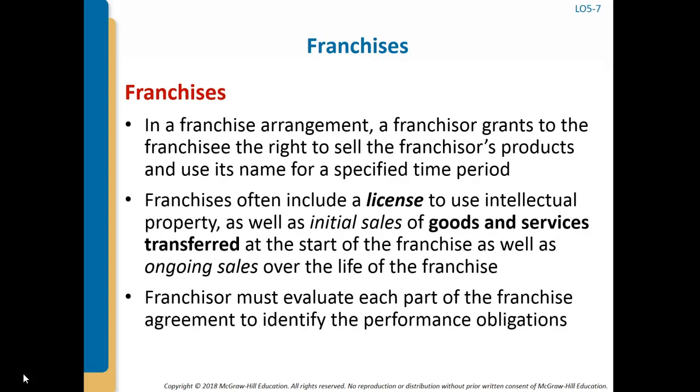Franchises are the next topic we're going to talk about. In a franchise agreement, the franchisor grants to the franchisee the right to sell the franchisor's products and use its name for a specified period of time. Franchises often include a license as well as goods and services transferred at the start of the franchise and over the life of the franchise. Each of these aspects must be evaluated to determine if they qualify as separate performance obligations and are accounted for accordingly.